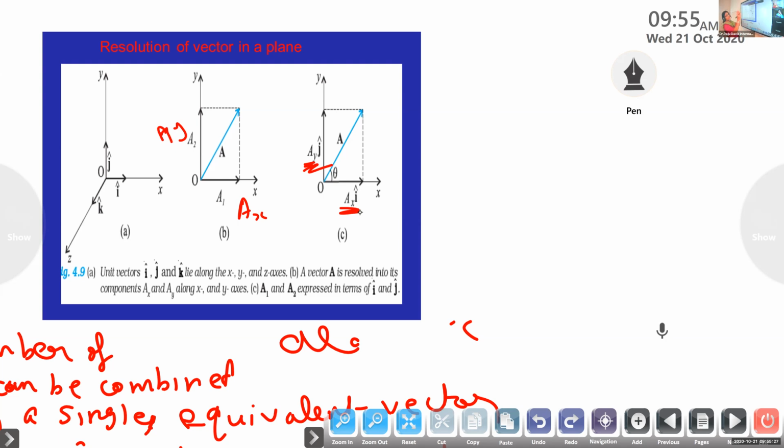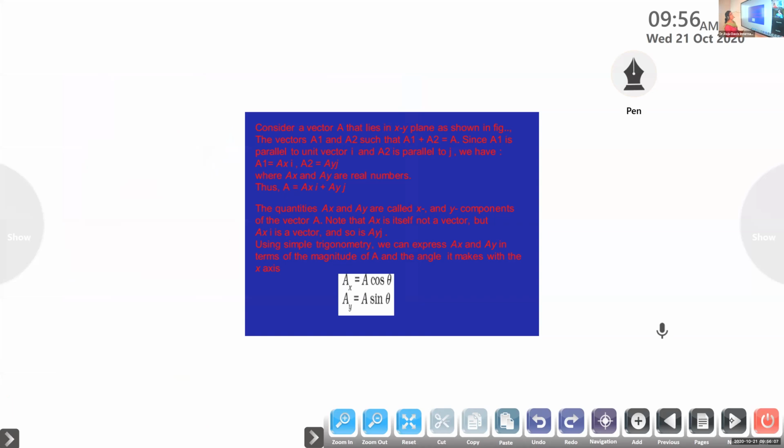So this is how first they showed you both the components separately, the unit vectors separately in the same coordinate system, and the vector which we have to resolve. Now, we combined both together, and when you resolve the component, this is our diagram. You will write it AXI cap, AYJ cap. So unit vectors I, J and K lie along the X, Y and Z axis. Vector A is resolved into its components AX and AY along the X and Y axes. Clear? So that is how we can identify.